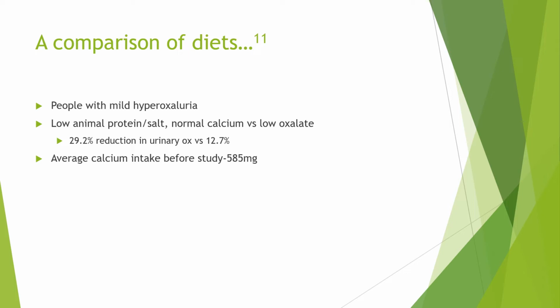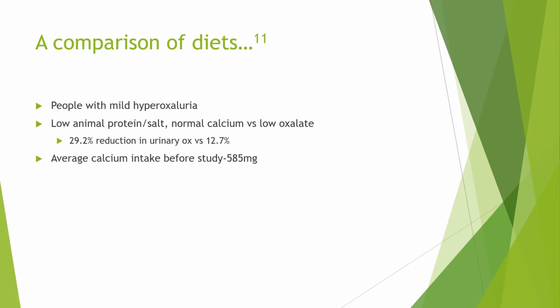So now let's kind of see what happens when we put the rubber to the road. In 2009, they did a comparison of diets, and what they did is they took people with mild hyperoxaluria and they put them on a low animal protein and salt and a normal calcium diet. So why these specific features?